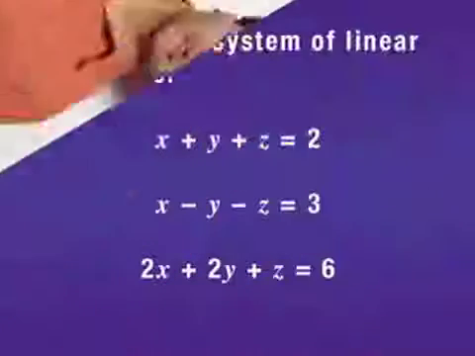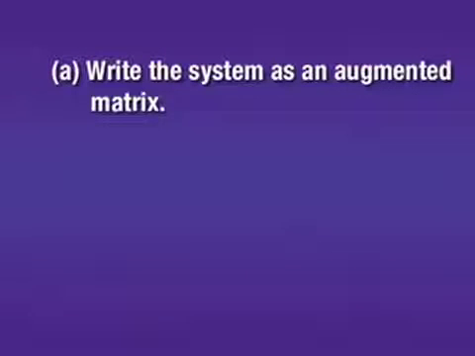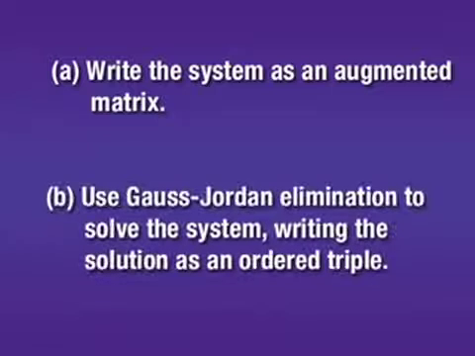Now we'll be examining how to use matrices to help us solve systems of linear equations. Consider the system of linear equations. x + y + z = 2, x - y - z = 3, 2x + 2y + z = 6. A. Write the system as an augmented matrix. B. Use Gauss-Jordan elimination to solve the system, writing the solution as an ordered triple.